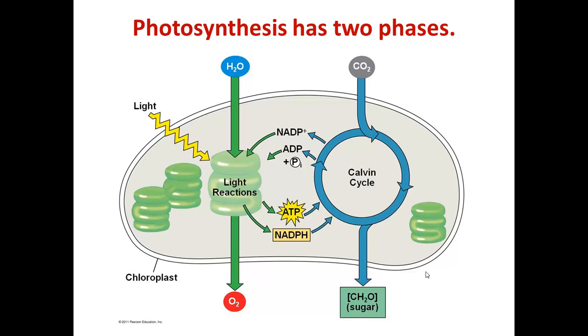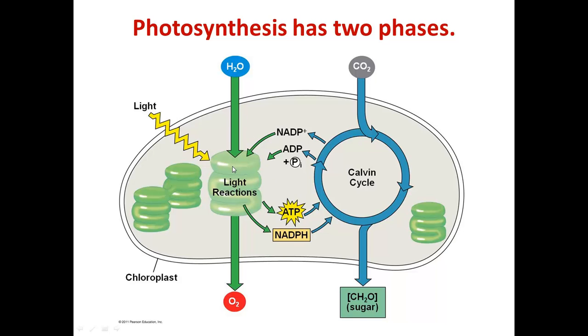So photosynthesis can be broken down into two distinct phases, the light reactions and the Calvin cycle. The Calvin cycle was once referred to as the dark reactions, but now we know that these reactions can occur in the light, although they don't have to. So sometimes they're referred to as the light independent reactions, but we're going to refer to them as the Calvin cycle.